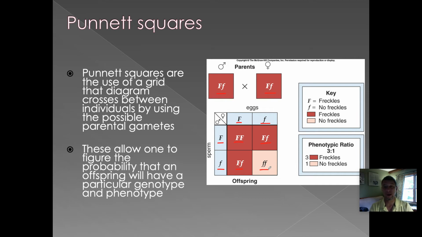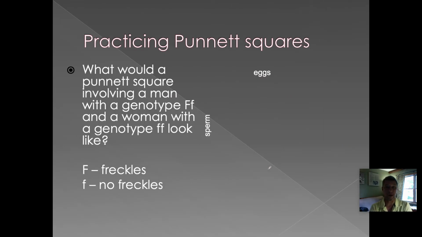So I can use this kind of technique to state that the triplets' mom is a heterozygote, because otherwise, the non-freckled child that I have would not be able to reproduce. So I know that mom's genotype was heterozygous.